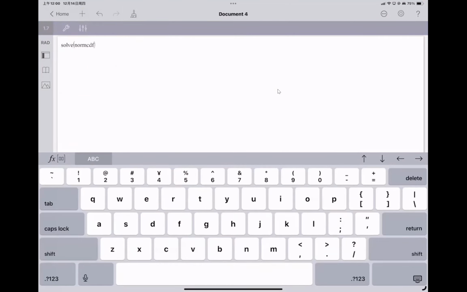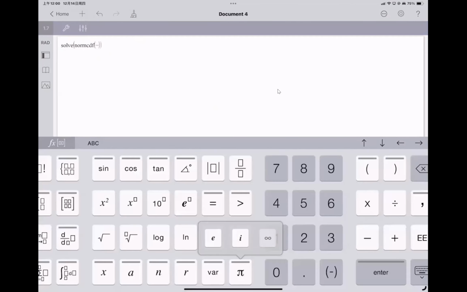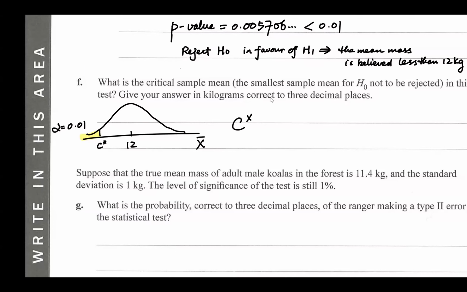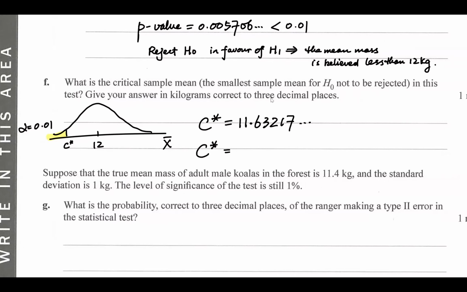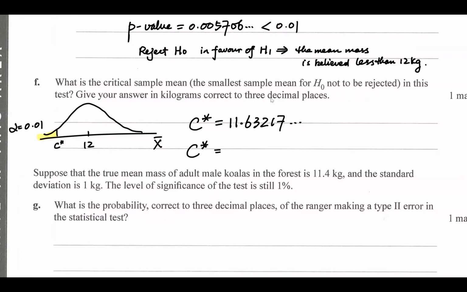So what I'm trying to do is norm CDF, minus infinity, comma, let's call this value C, comma, 12, comma, 1 over square root of 40. So that is the sample mean standard deviation, equals 0.01, comma, for C. So we solved for 11.63217. If we use normal rounding, the C star value is going to be the smallest sample mean for H naught not to be rejected, 11.632.